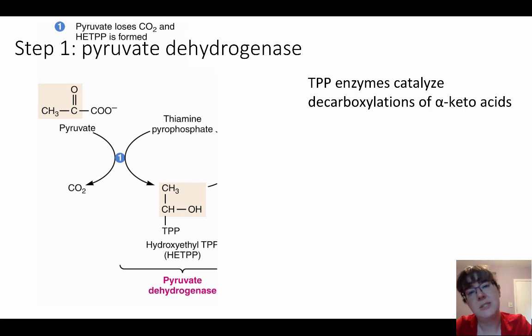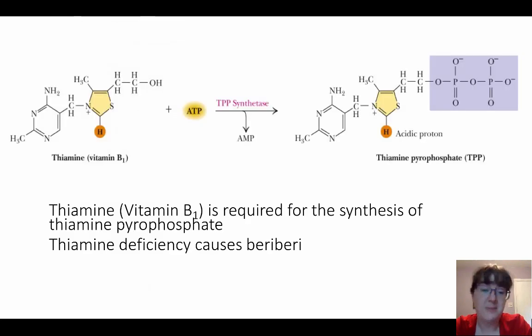Thiamine pyrophosphate enzymes typically catalyze decarboxylation reactions of alpha keto acids. Thiamine, also known as vitamin B1, is required for the synthesis of thiamine pyrophosphate. As you might have imagined from the name, all that happens to finish making thiamine pyrophosphate is to have a reaction with ATP where it can then get those 2 phosphate groups to finish that reaction. Thiamine deficiency is what causes beriberi.